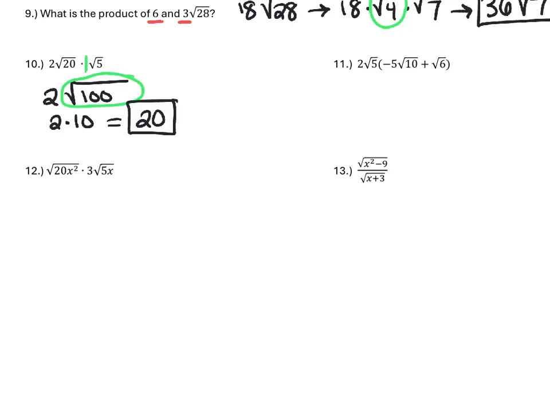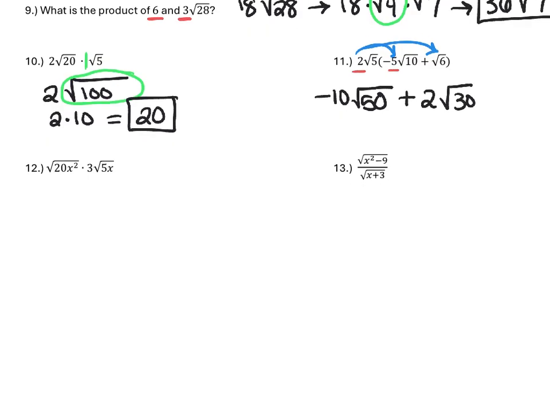Okay, in this case, what am I going to have to do with the 2 root 5? You're going to have to distribute it. You have to distribute to both of these, so we have to do that multiplication twice. So first, we'll do 2 root 5 times negative 5 root 10. 2 times negative 5 is negative 10. And then the radicands, root 5 times root 10 is root 50. And then we have to do 2 root 5 times root 6. So this becomes plus 2 root 30.